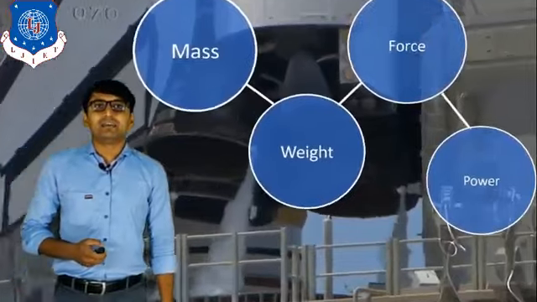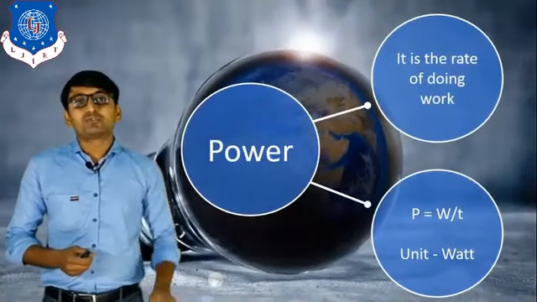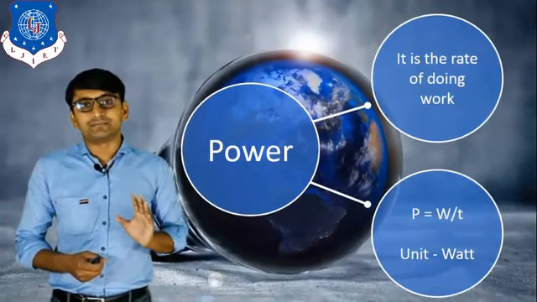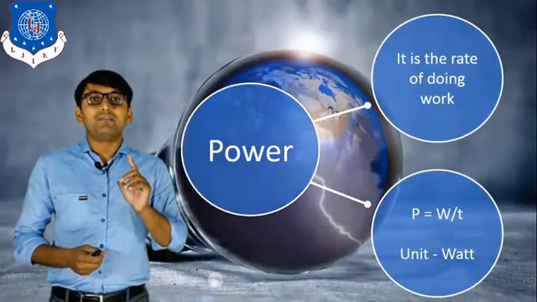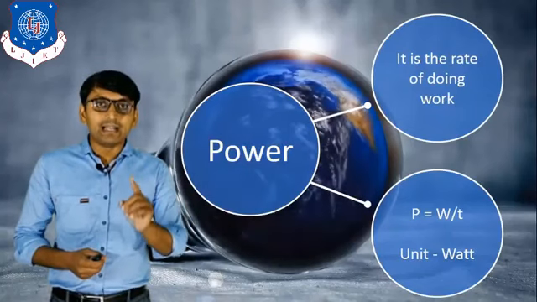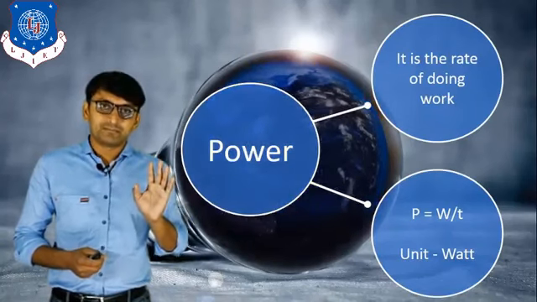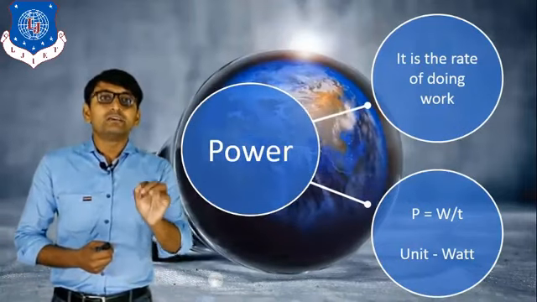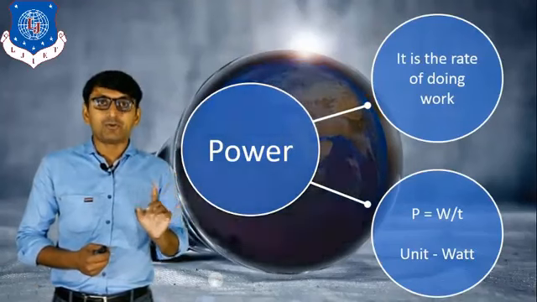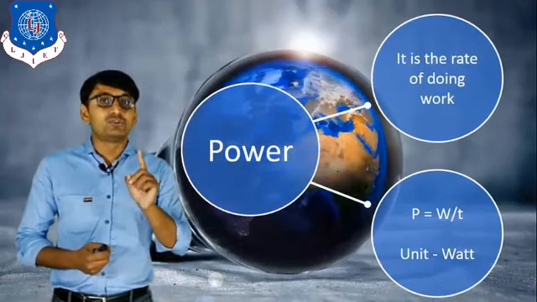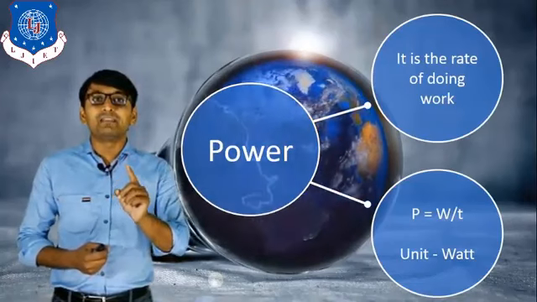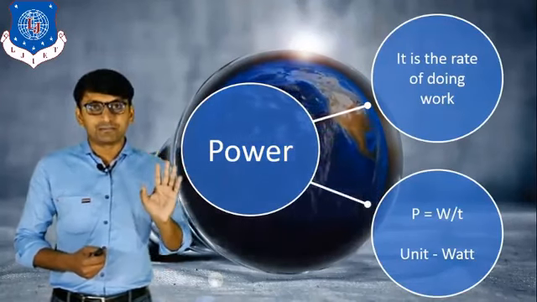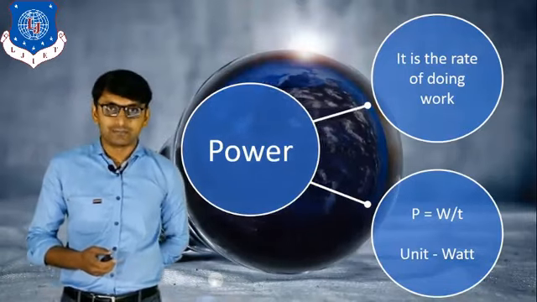Then the next one is power. Power means the rate of doing work, or power is equal to work divided by time. The unit of power is watt or joule per second, because the unit of work is joule and the unit of time is second. So joule per second or watt is the unit of power.